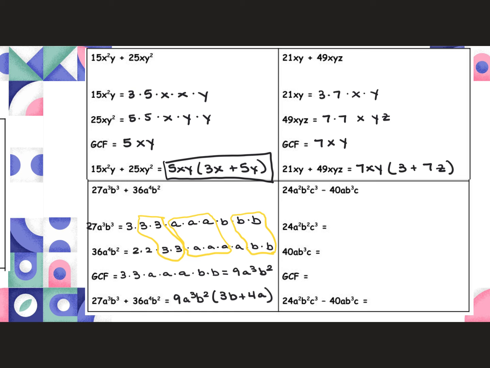All right. Now we have 24A squared B squared C cubed and 40AB cubed C. So for 24, we have 2 times 2 times 2 times 3, A times A, B times B, and then C 3 times. For 40, we have 2 times 2 times 2 times 5, A times B times B times B times C.